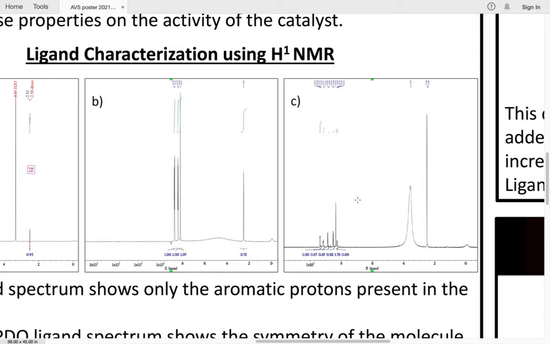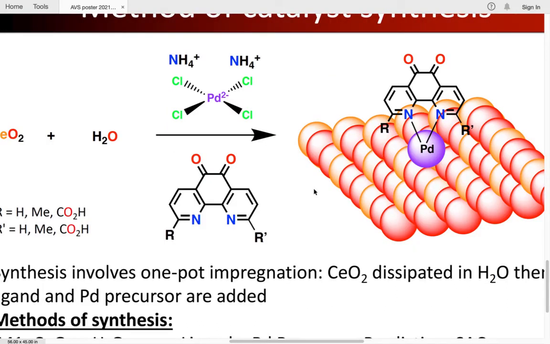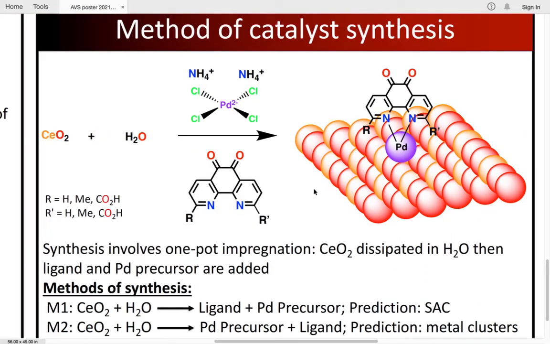Additionally, in this project, I focused on the method of catalyst synthesis. So typically what I do is disperse cerium oxide into water and then add the metal and the ligand to create these single atom catalysts. I've been doing this in a one-pot impregnation.